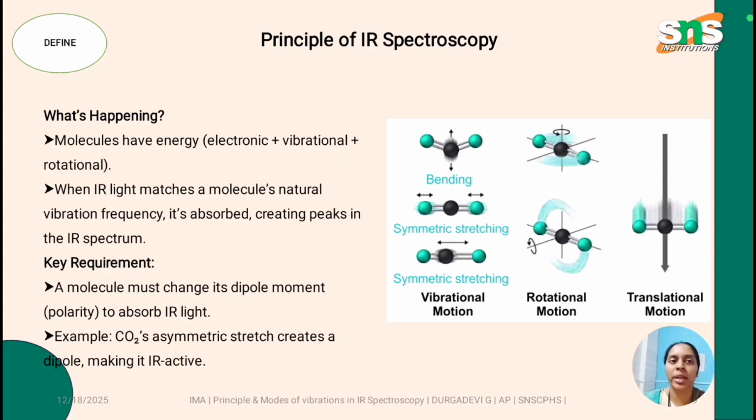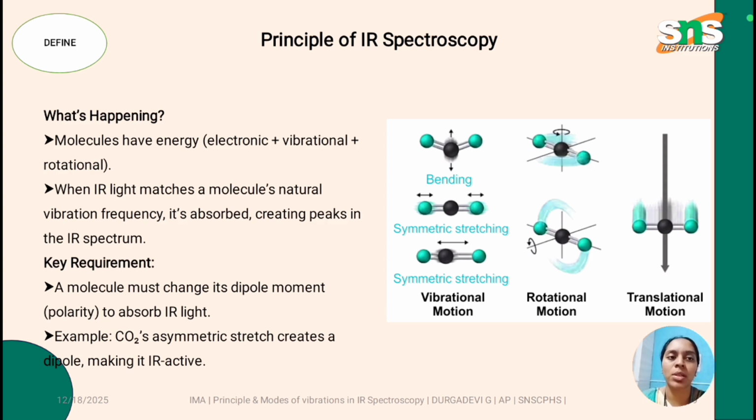Then the principle of IR spectroscopy. In IR spectroscopy, the molecules have some energy, that is electronic, vibrational as well as rotational energy. Each and every molecule will consist of all these energies, because the molecules have electrons and the electrons have spins, and because of that the molecule will exhibit some electronic energy.